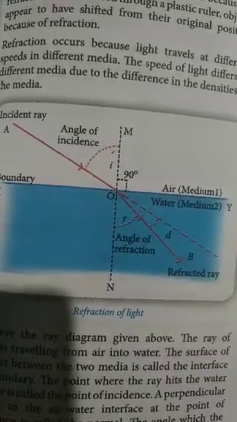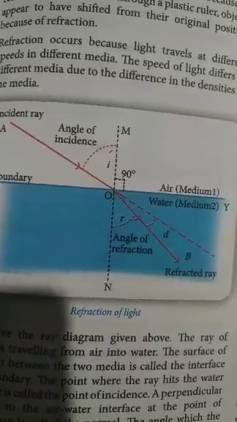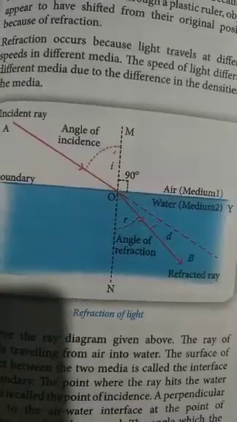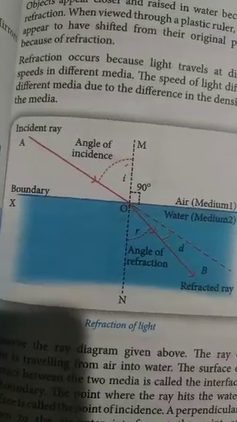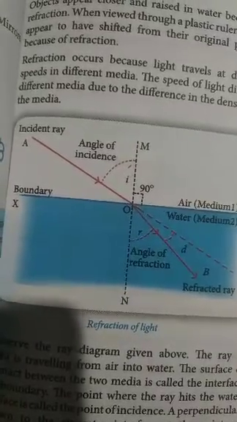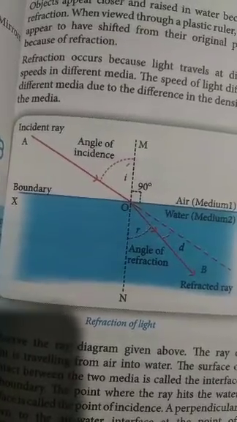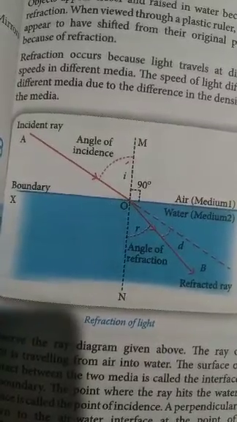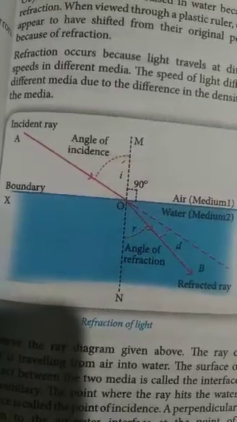If a medium has a lower refractive index, the speed of light would be high, whereas the speed of light would be low in a medium with higher refractive index. Remember, it is a very important point. The speed of light is high in a medium with lower refractive index, and the speed of light is lower when it travels in a medium with higher refractive index.